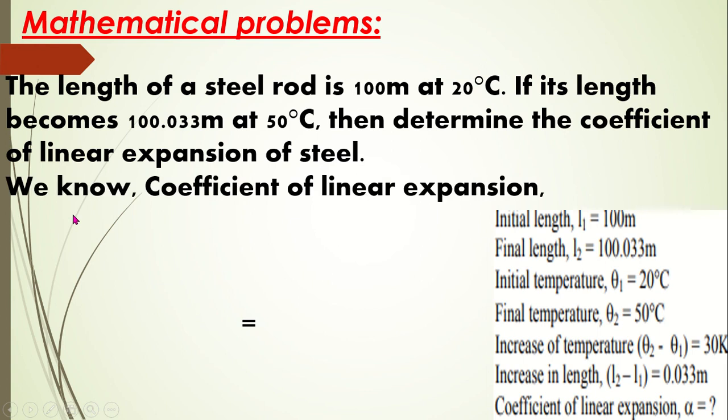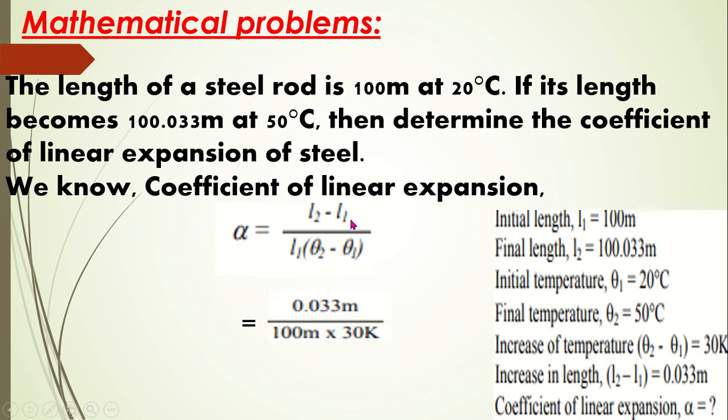For finding alpha, the formula is alpha equal to (L2 minus L1) divided by L1 into (theta 2 minus theta 1). Now put down the values in the formula. Then it becomes 11 into 10 to the power minus 6 per Kelvin. This type of math you have to practice, because the more you practice, the more you will learn.